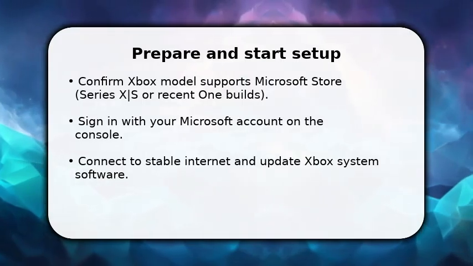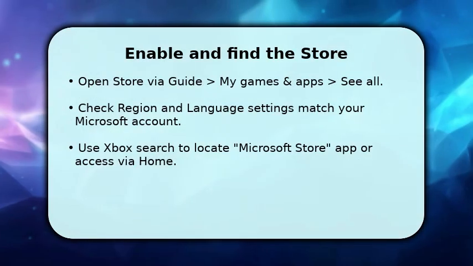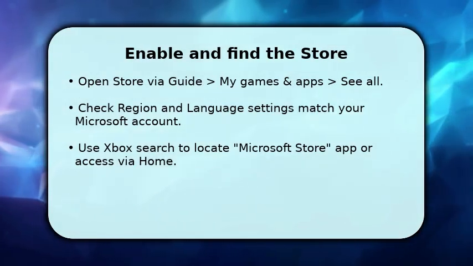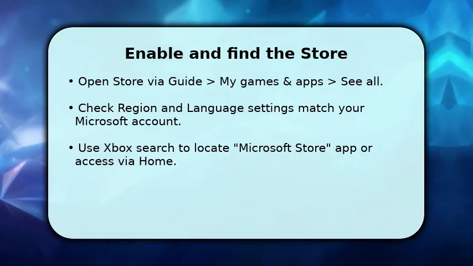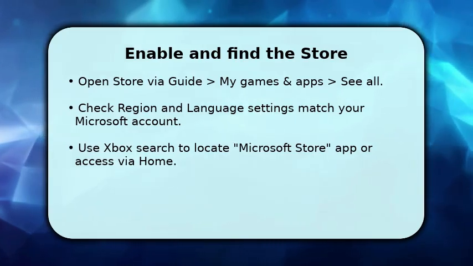Now move directly to the store discovery process to enable the app. You now look for the store app. Press the guide, open My Games and Apps, and choose See All to reveal hidden apps. If the store doesn't appear, verify your console's region and language match your Microsoft account region. Mismatches can hide the app.